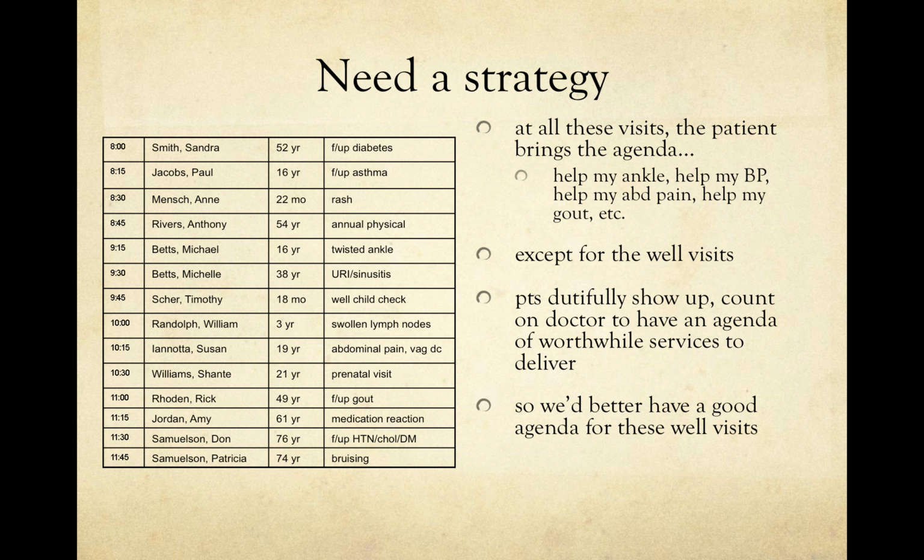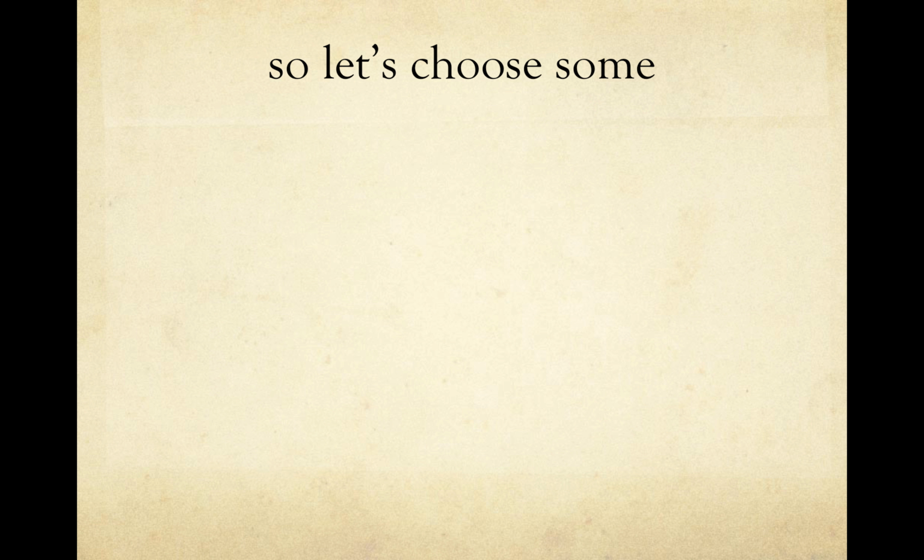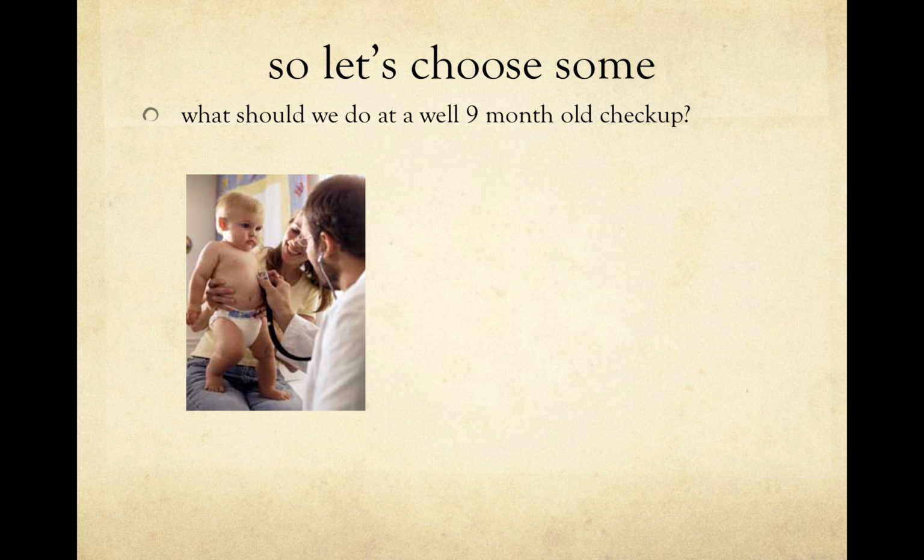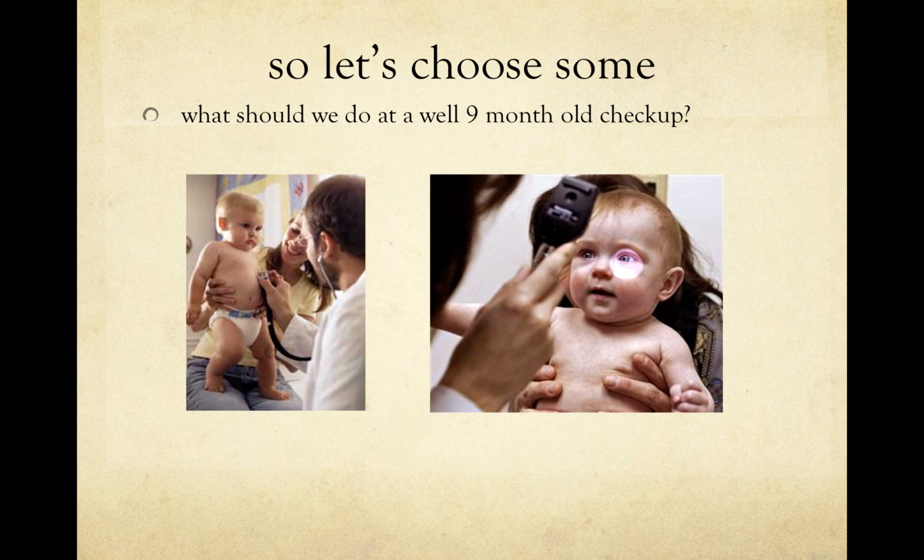So we need to think of the items that should go into these visits. And the items are really of our choosing. So let's choose some. What kind of stuff should we do at the checkup for a cute 9-month-old baby? They're a lot of fun. They're happy and healthy, but we should do productive medical work on behalf of maintaining the health of this child now and going forward. So what should we do?